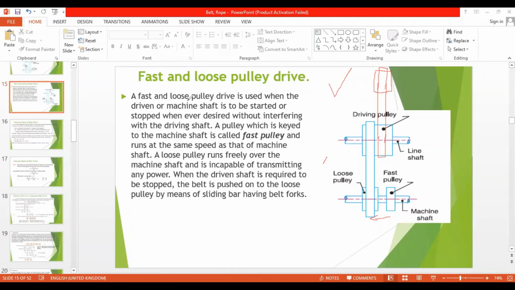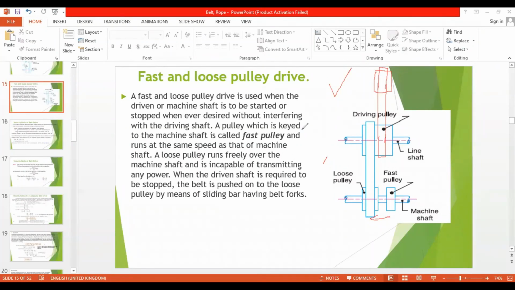So here we'll see, fast and loose pulley drive is used when the driven or machine shaft is to be started or stopped whenever desired without interfering with the driving shaft. So let the driving shaft run, right? Don't do anything with this. How are we going to control over here alone?